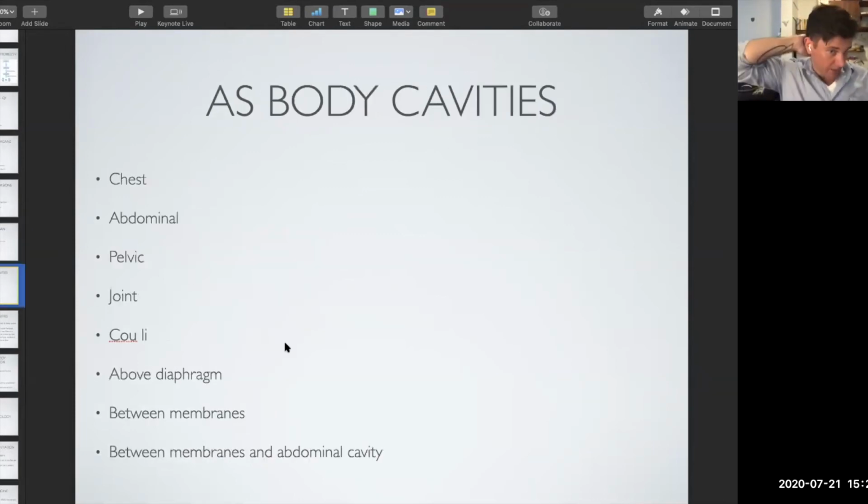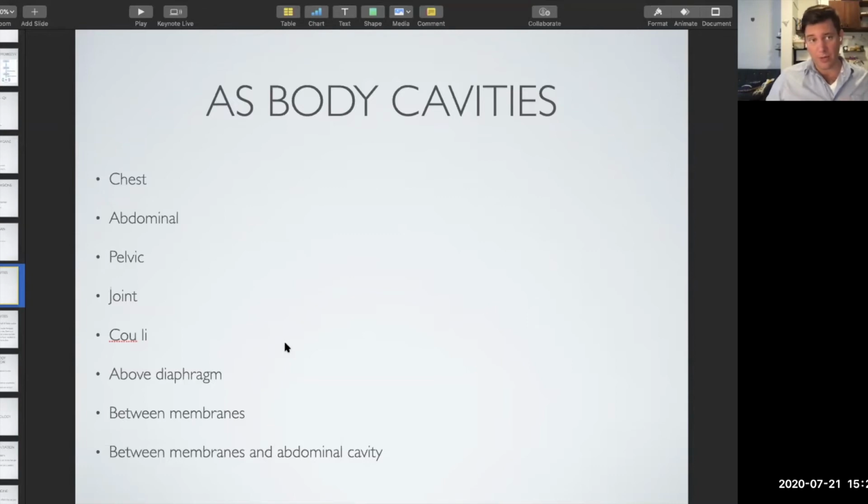We can also talk about it as body cavities. So in addition to being the 3 Jiaos, it's also all of the cavities in the body, which includes things like the pelvic cavity. It includes the spaces within joints, the joint cavities. It includes the cou li, that space between the skin and the muscles where the Wei Qi travels, where the defensive Qi travels. We can talk about it as being the area above the diaphragm. There's a whole set of herbal formulas that are related to the area above the diaphragm or below the diaphragm. Those are all based on Sanjiao theory from the 1400s.